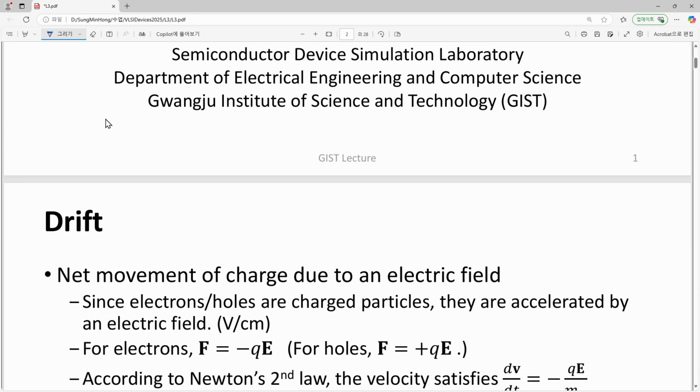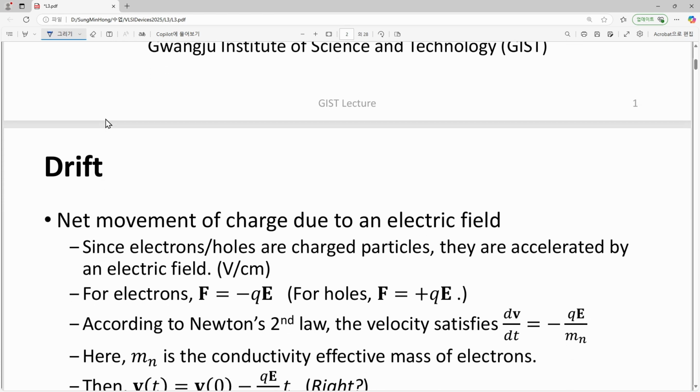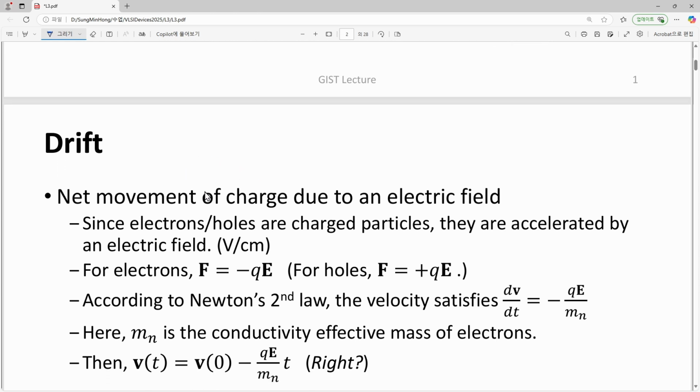In this lecture 3, we will talk about the transport mechanisms. When we say transport mechanisms, actually there are two: one is drift, and the other one is diffusion. We have to cover both of these two mechanisms, so let's introduce them one by one. Okay, so this is drift.